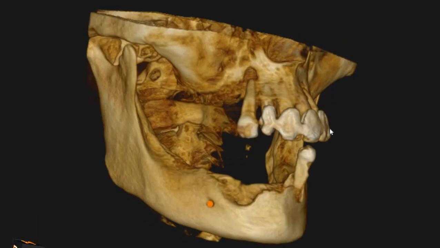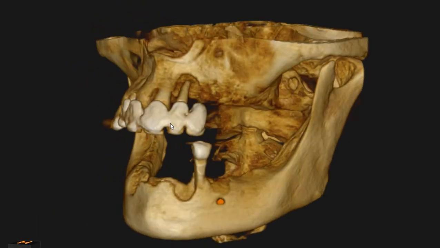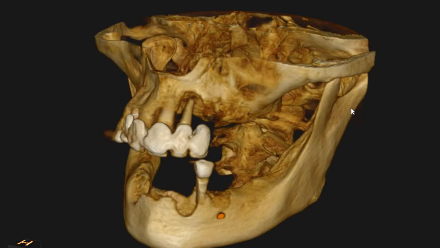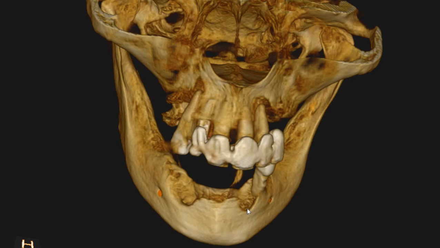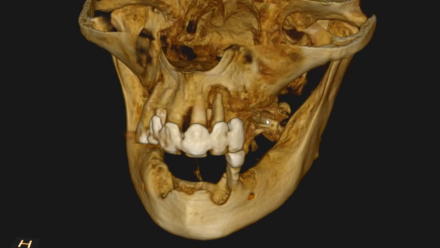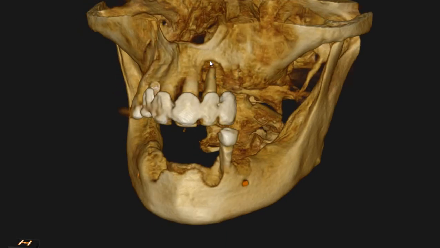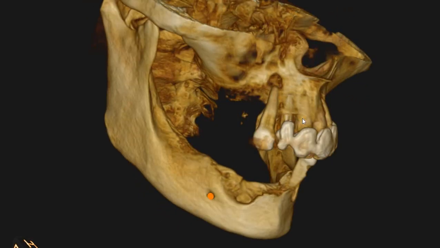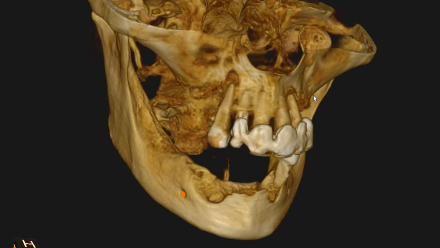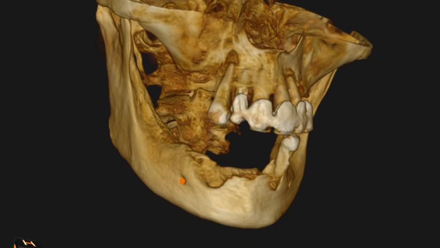This is the 3D rendering of the patient. Here it is clearly seen that the bone quality is not very good. We've got a buccal defect and a bony defect in the lower arch. We've got a bony pathology in the upper left lateral incisor periapical region. We also have a periapical pathology in the upper right canine region.